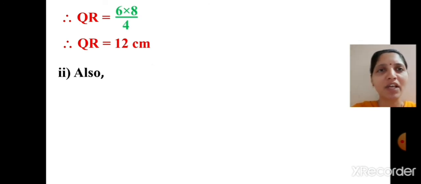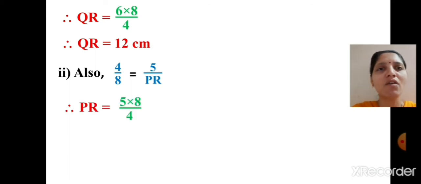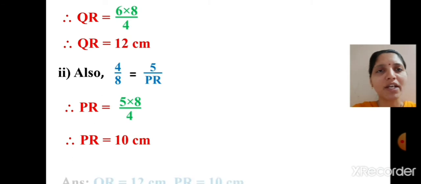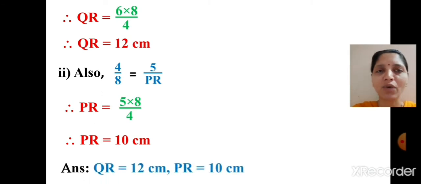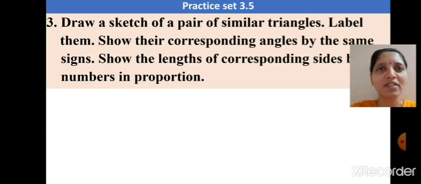For that we have to consider these two ratios, 4 upon 8, that is equal to 5 upon PR. Now cross multiply this, you will get PR is equal to 5 into 8 upon 4, that is equal to 10 centimeter. So your final answer will be QR is equal to 12 centimeter and PR is equal to 10 centimeter. Now let's move on to the next sum.